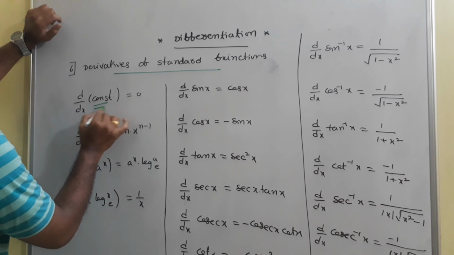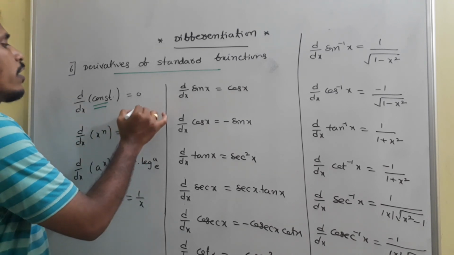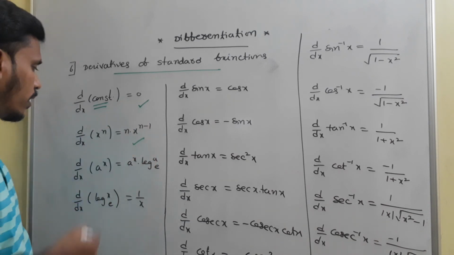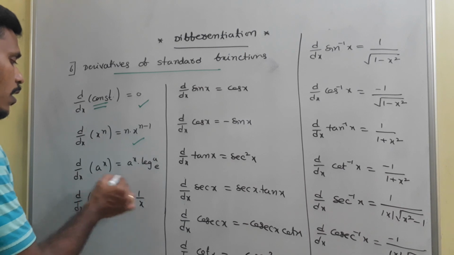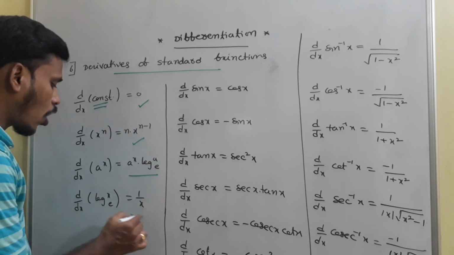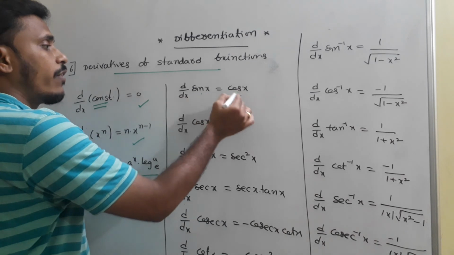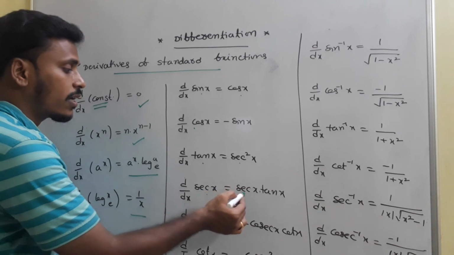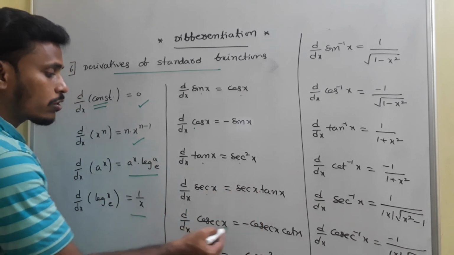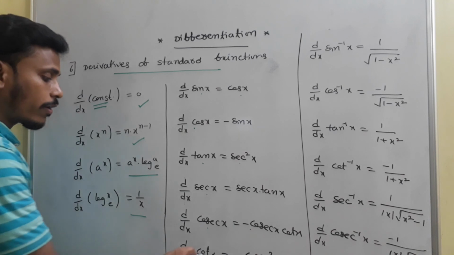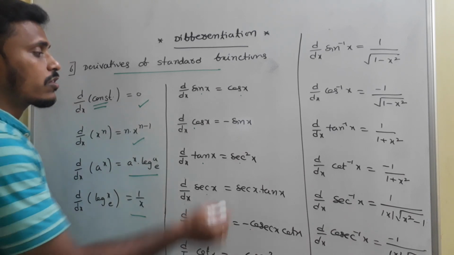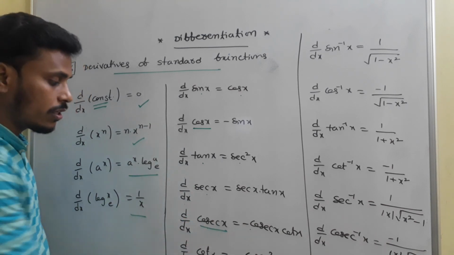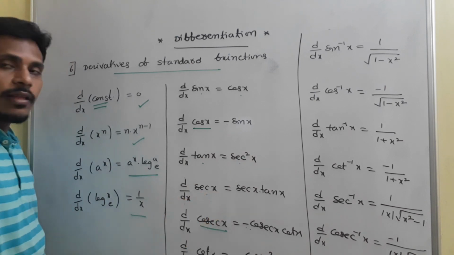For a constant function, since there is no change in its value, its derivative is always 0. For x power n, we already found in the second bit using the first principles method, its derivative as n into x power n minus 1. For a power x it is a power x log a base e, for log x it is 1 by x. For sin x the derivative is cos x, for cos x it is minus sin x. For tan x it is secant square x, and for secant x it is secant x into tan x. For cosecant x it is minus cosecant x cot x, and for cot x it is minus cosecant square x. You just observe it: cos starts with c, cosecant starts with c, cot starts with c, so we have minus signs, and for all the remaining they are positive.